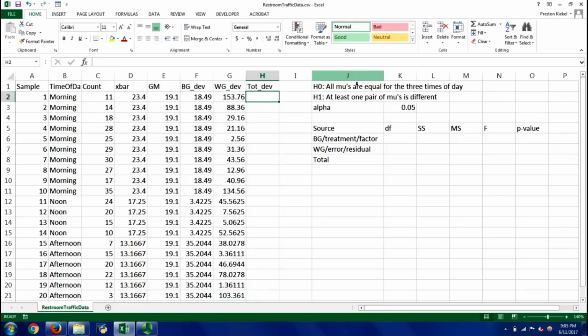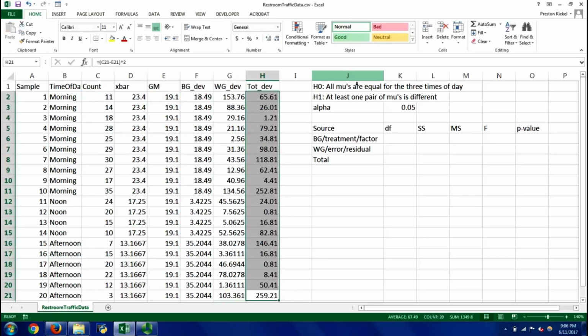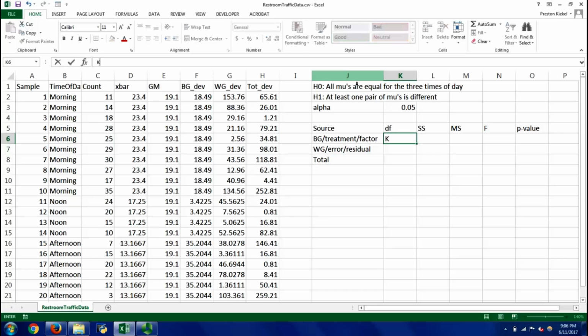And just for fun, we'll compute the total deviation, which equals each individual value minus the grand mean, squared. We don't strictly need it, but I'm going to use it to show you how this is a true additive partition. Now the degrees of freedom between groups is equal to the number of groups minus 1. So that's k minus 1. K is equal to 3. Within groups variation is n minus k.